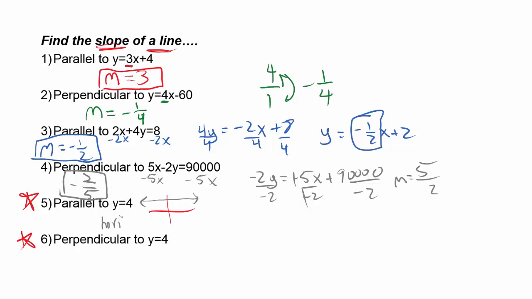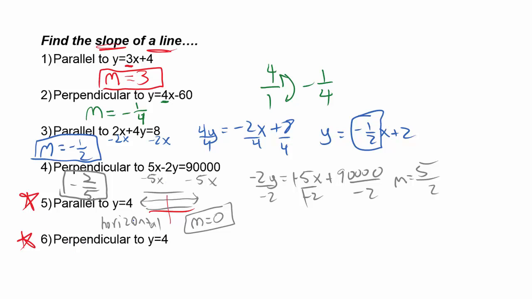So this line is horizontal. We know that horizontal lines don't have any steepness. They have a slope of 0. They're not steep at all. So the slope of any line parallel to that would also have a slope of 0. It would also have to be a horizontal line. So that takes care of number 5.